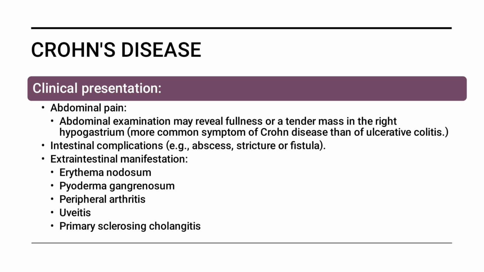Pyoderma gangrenosum is more common in ulcerative colitis. Peripheral arthritis we will see in both diseases. Uveitis also in both. Primary sclerosing cholangitis is common in ulcerative colitis, and this is a common question in the exams. Always, when you have ulcerative colitis and the patient starts to present with right upper quadrant pain, jaundice, etc., think about primary sclerosing cholangitis.